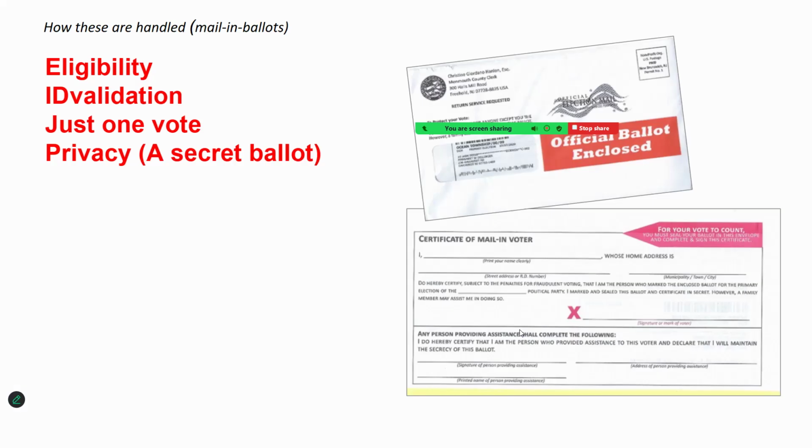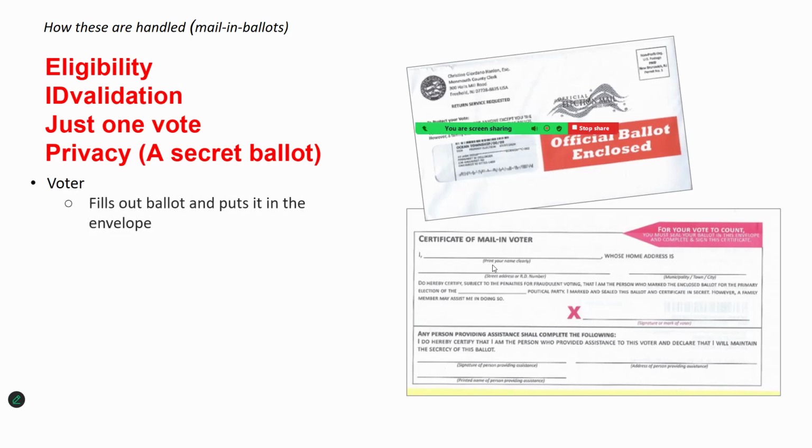For vote by mail, it's slightly different. Let's look at how election workers check for eligibility, ID validation, just one vote, and privacy. So eligibility, do you meet the requirements? Well, when you request a mail-in ballot, you will receive a packet in the mail. It contains a ballot, an envelope with an attached flap called certification, and a mailing envelope.